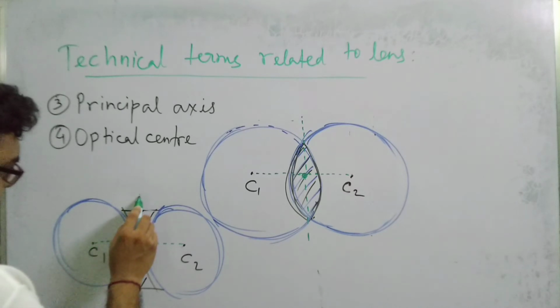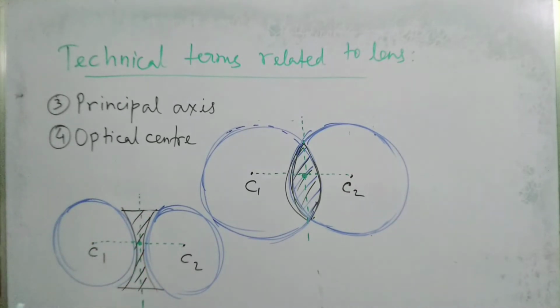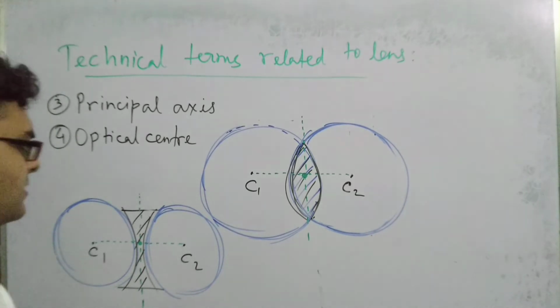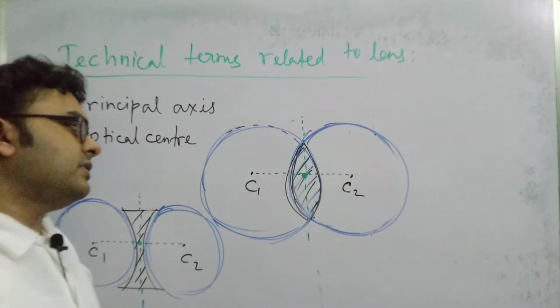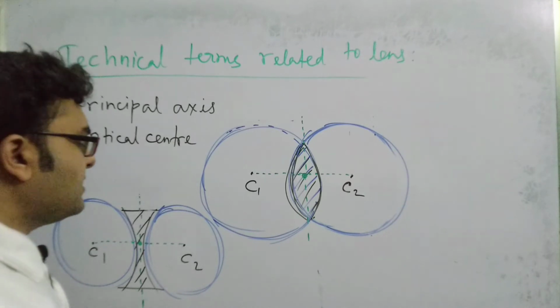The figure is not exactly accurate, but okay, you can understand from the figure. So these 2 points are the geometrical centers of the lens, isn't it? Geometrical centers of the lens. So this geometrical center of the lens is called the optical center of the lens. So I think the definition of optical center is clear.